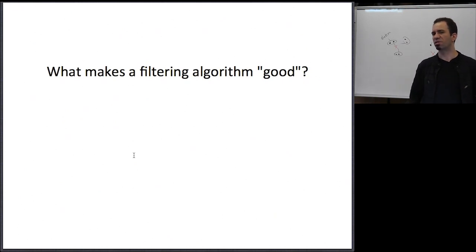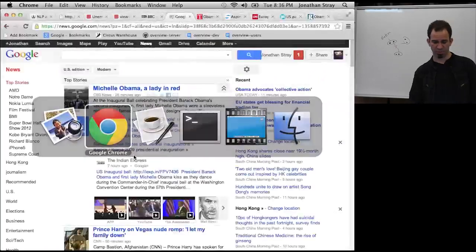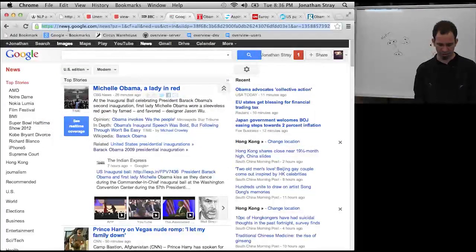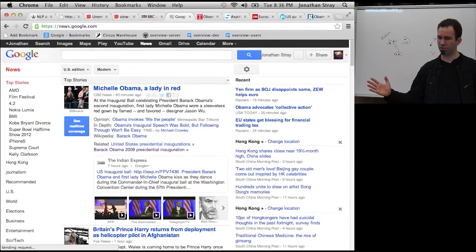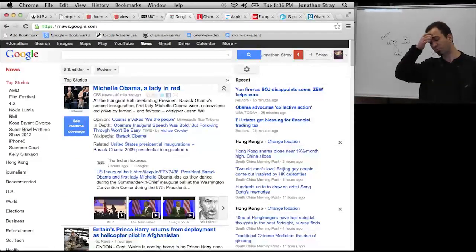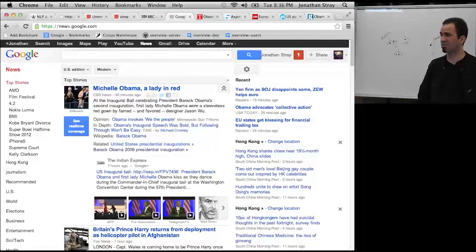Okay, but this is not a search system. This is a news system, right? So if I go to Google News and I just go to the home page, there's no search. It doesn't know what I'm searching for because I haven't searched for anything. But you could look at what you've searched for in the past. That's maybe a signal.